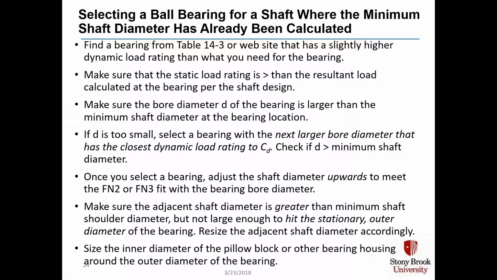Then you have to make sure the adjacent shaft diameter is greater than the minimum shaft shoulder diameter, but not large enough to hit the stationary outer diameter of the bearing. Then you may or may not have to resize the adjacent shaft diameter accordingly. And last, you size the inner diameter of the pillow block or other bearing housing around the outer diameter of the bearing. Let's go through a specific example of how to do this.